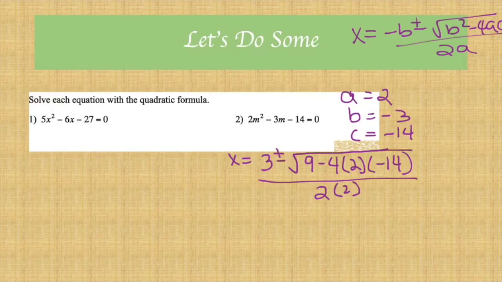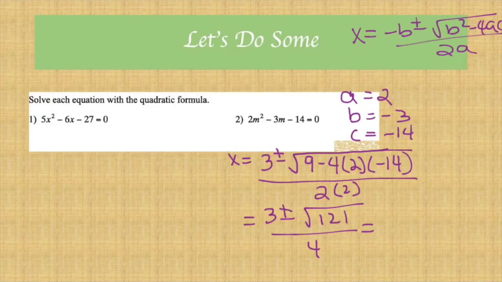Yours now is to put this part on your calculator. What is 9 minus 4 times 2 times negative 14? Pause the video if you need to do that. When I put that into my calculator, I got 121. So we'll have 3 plus or minus the square root of 121 all over, I'm going to multiply that out to make it 4.